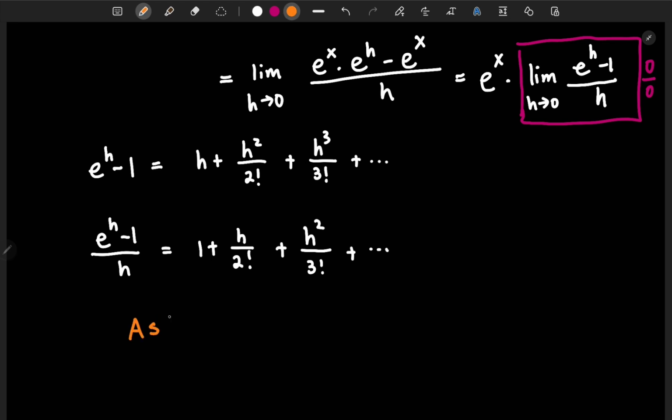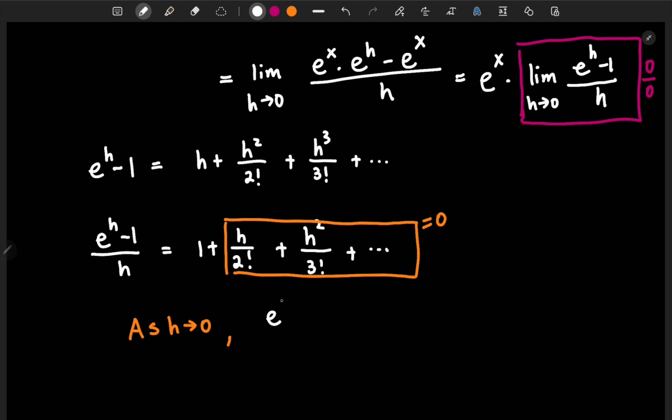So as h approaches 0, all of these higher terms will go to 0. So all these parts will disappear, which leaves us with e to the h minus 1 over h is equal to 1.